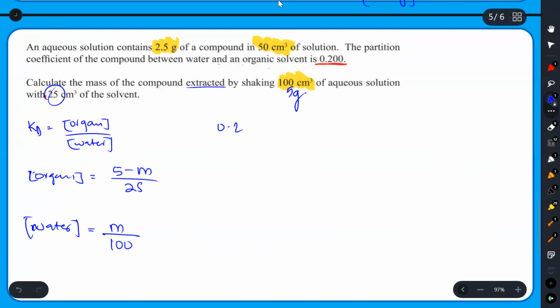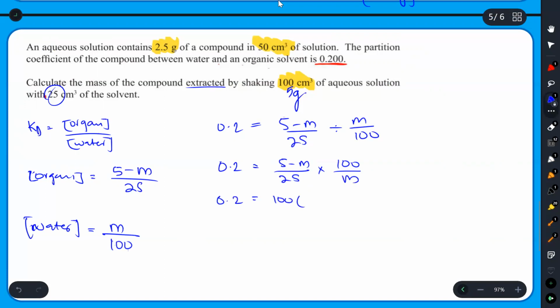So nice. Now KD is 0.2, right? We want to find the mass that was taken out by shaking. So this is 0.2 being equal to (5 minus m) over 25, divided by m over 100. In this case, 0.2 is equal to (5 minus m) over 25 multiplied by 100 over m. Now, 0.2 is equal to 100 times (5 minus m) over 25m.